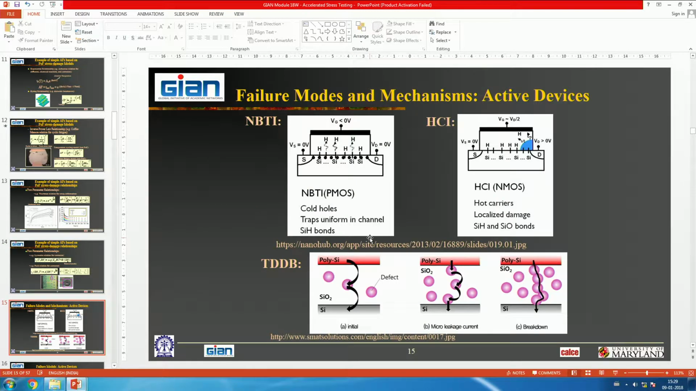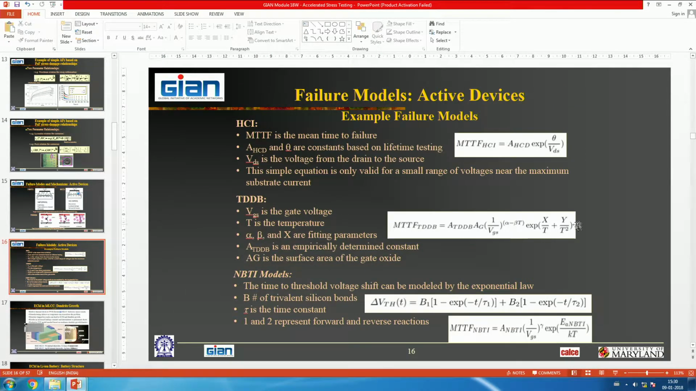Okay. Here are some other mechanisms that we saw. NBTI, which is basically cold holes being transported, leakage in your oxide layer from cold holes, whereas this is from hot electrons, high energy electrons, hot carrier injection. And then the other one we had seen was time-dependent dielectric breakdown. There, I had said at that time that there are some simple empirical models in the literature. Again, there are many models, depends on which researcher you're talking to. But here are some simple examples.